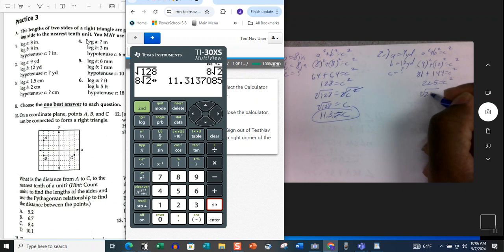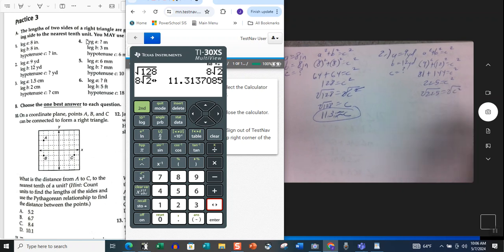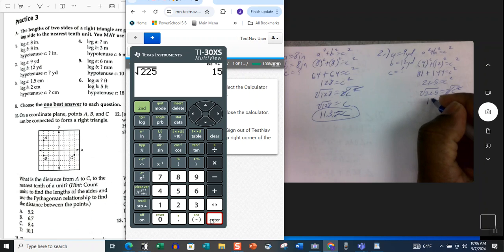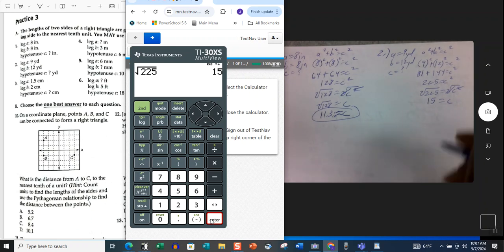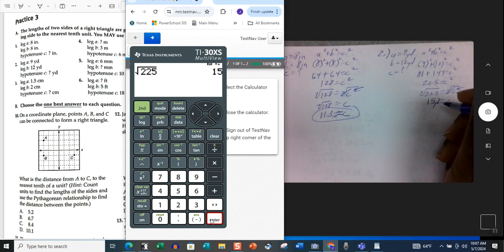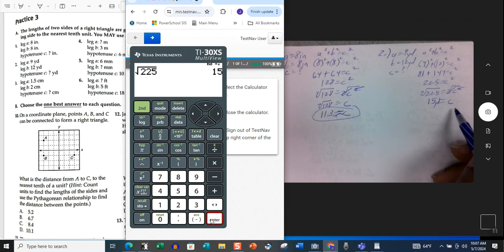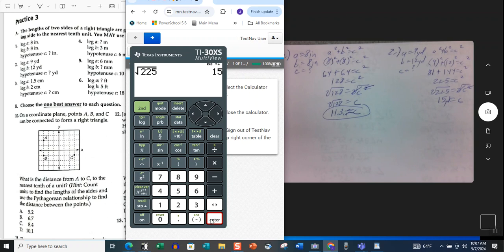Now we would take the square root of both sides. The square root and the square would simplify out and leave us C. So now we will clear this out, press second, the x squared key, and then 225, and press enter. So that will give us 15. So this is an exact answer. So our answer here would be 15 yards. Okay, so now, we have 15 yards is equal to C, which is our hypotenuse. Now we move on to problem number 3.